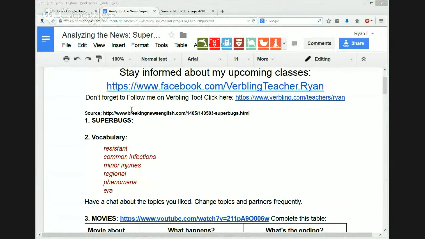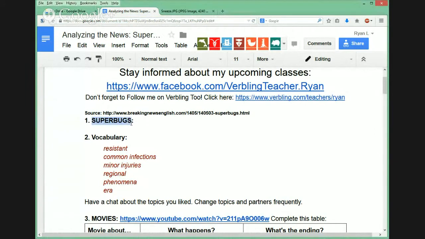So they use this term superbugs to talk about infectious bacteria that are very difficult to get rid of. So Asma, when you hear that word superbugs, what does it make you think of?